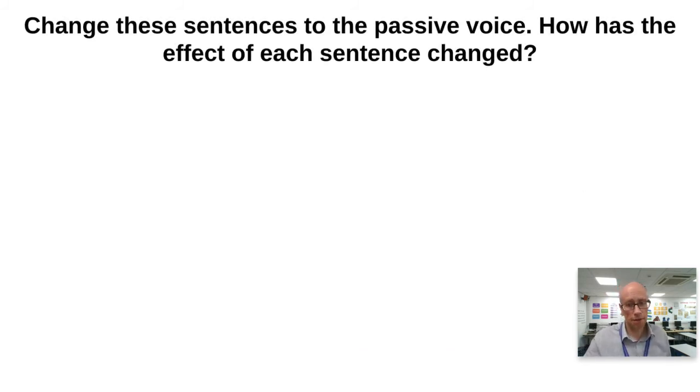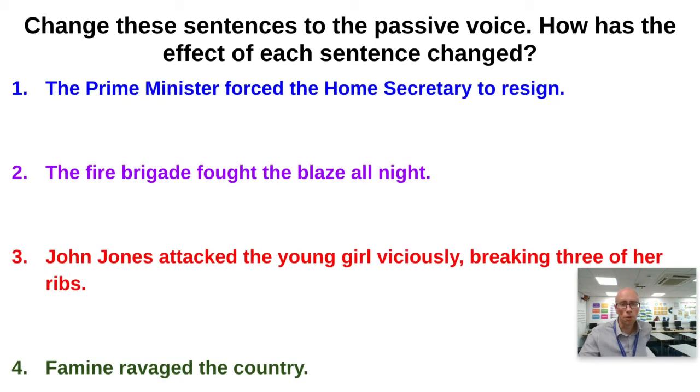Here's a little activity for you to do then. So change these sentences to the passive voice, and how has the effect of each sentence changed by doing so? So number 1, the Prime Minister forced the Home Secretary to resign. 2, the fire brigade fought the blaze all night. 3, John Jones attacked the young girl viciously, breaking 3 of her ribs. And 4, famine ravaged the country. So stop the video there and change those sentences to the passive voice.